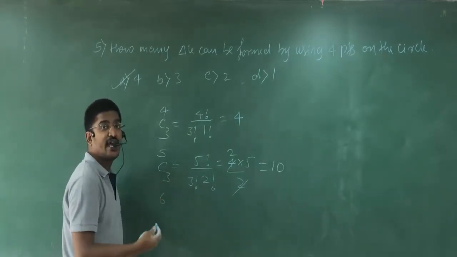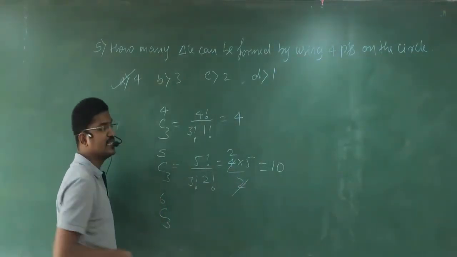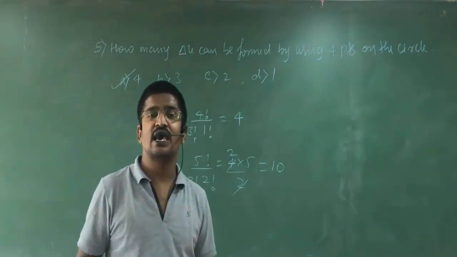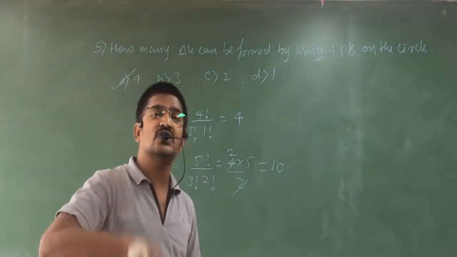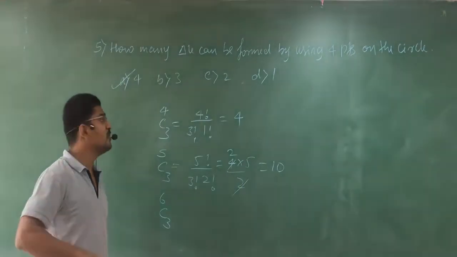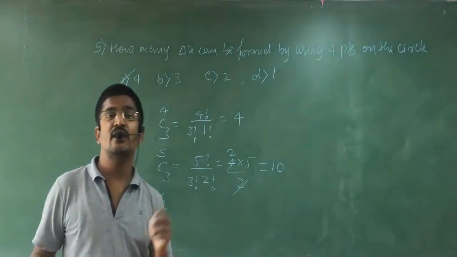6 points on the circle, that means 6C3. 7 points on the circle, 7C3. 8 points on the circle, 8C3. That many triangles you can make.